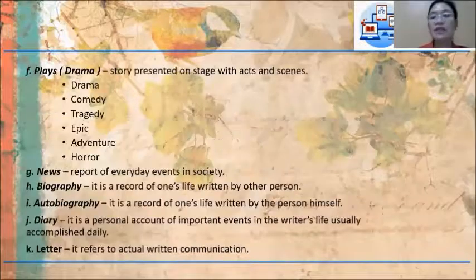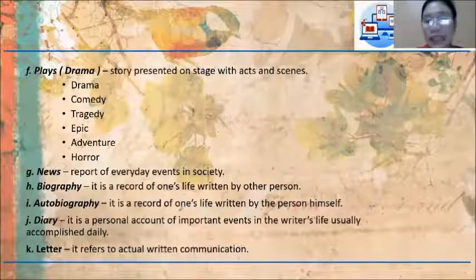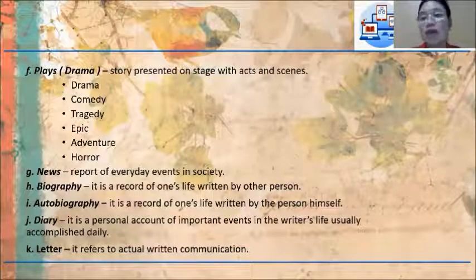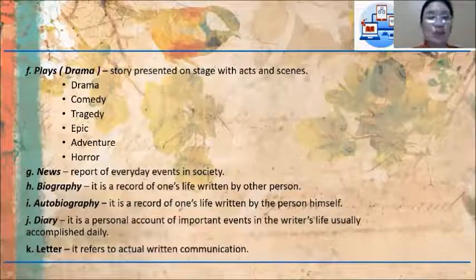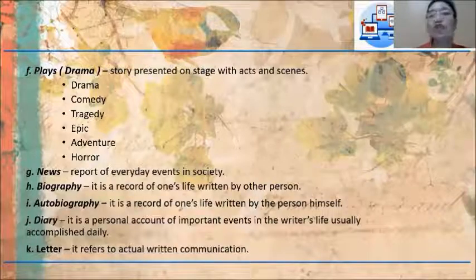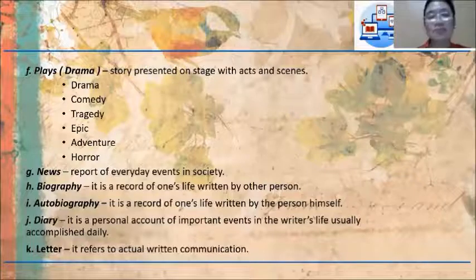Another one is plays or drama. Usually plays are stories presented on stage with acts and scenes. It could be drama, literally drama, which makes us cry, and then comedy, tragedy, or it can be epic, or adventure, or it can also be horror, depending upon the storyline.